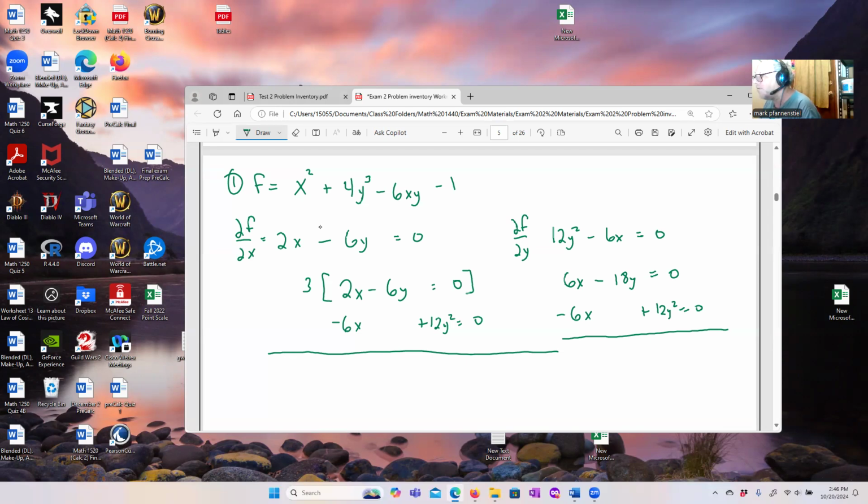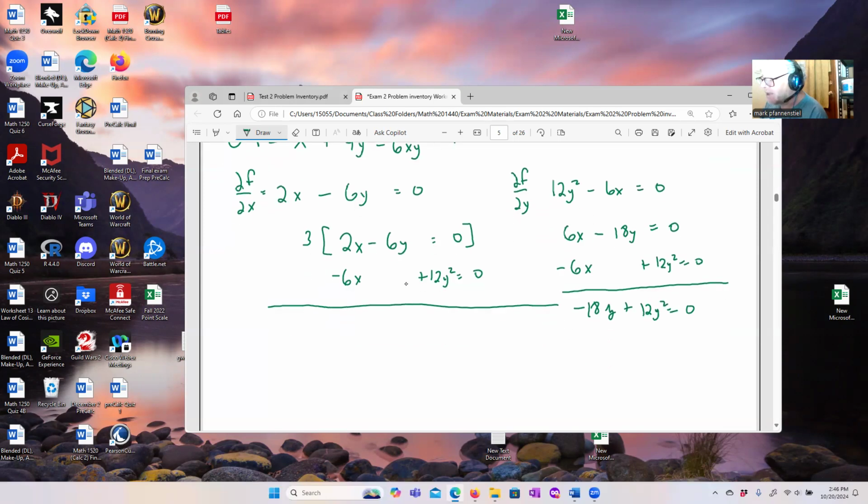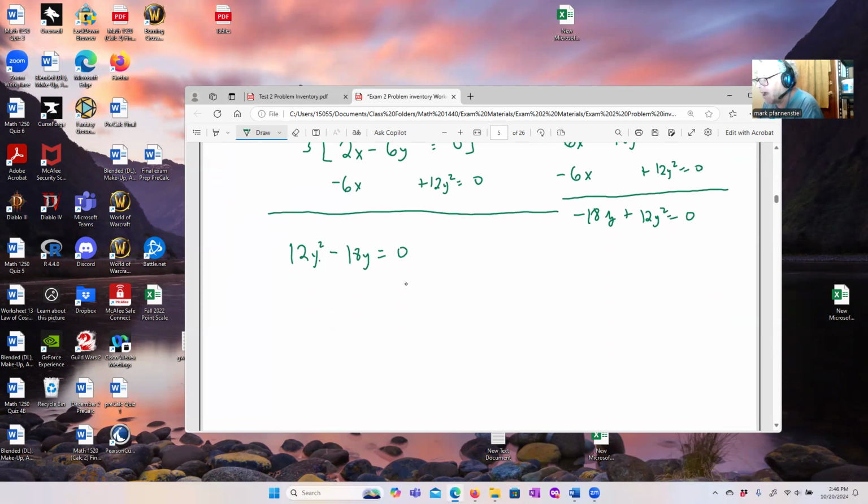Add these two up, we end up with negative 18y plus 12y squared set equal to 0. We have to solve this. So we have 12y squared minus 18y set equal to 0. There's a y and a 6 out of both of these, so our greatest common factor is 6y. What do we have left? We have a 2y minus 3 equals 0. So we'll solve this and get y equal to 0 as one solution, and y equal to 3 halves as my other solution.